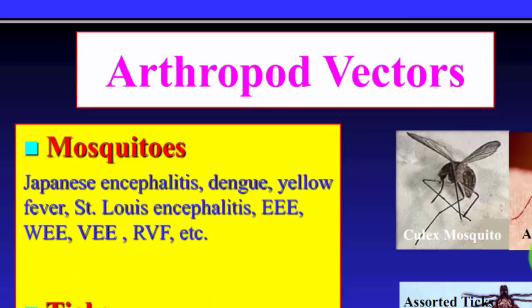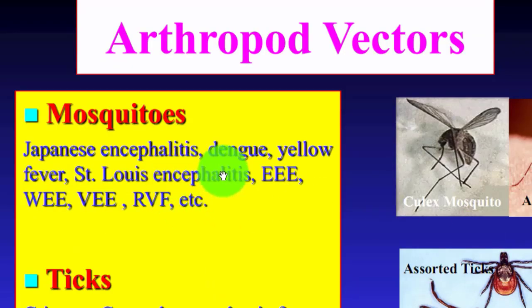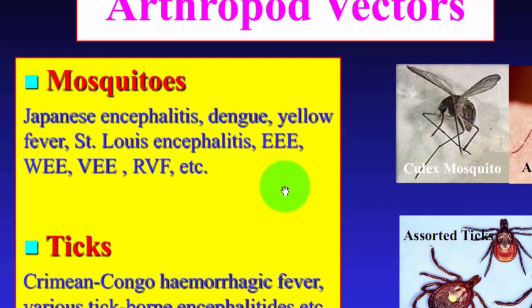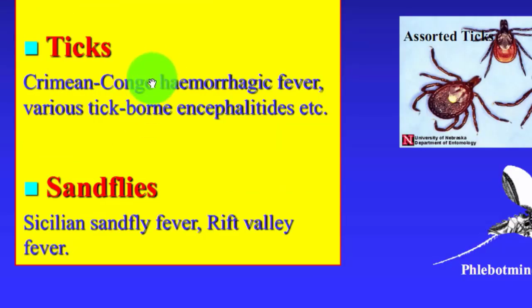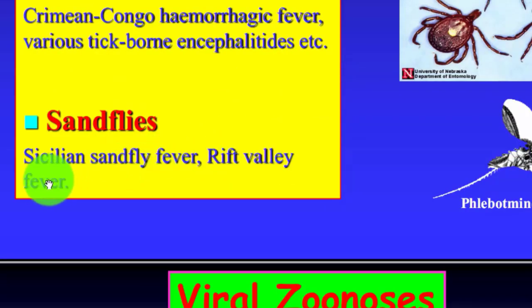Arthropod vectors: mosquitoes, Japanese encephalitis, dengue virus, yellow fever, St. Louis encephalitis, equine encephalitis, Western equine encephalitis, Venezuelan equine encephalitis, Rift Valley fever; ticks, Crimean-Congo hemorrhagic fever, various tick-borne encephalitis; sandflies, Sicilian sandfly fever, Rift Valley fever.